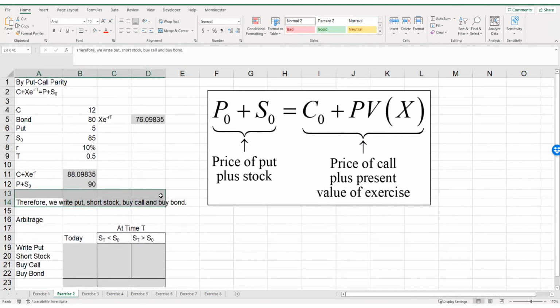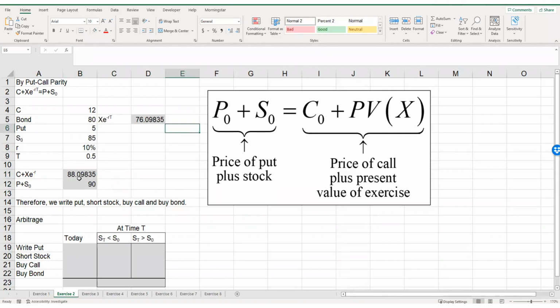So I actually give you the hint. What we'll need to do is to establish 4 different positions. The first is to write the put. Since our right-hand side is 88, you will need to take a long position on the right-hand side and a short position on the left-hand side. So you will receive $90, and you just need to pay $88 on the right-hand side. These cancel out so that you have a pure gain of roughly $2, according to the put-call parity.